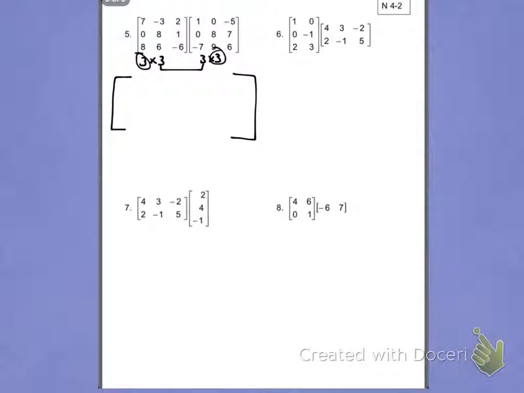Now, first of all, we're going to multiply 7 times 1 and get 7. Then negative 3, again row by column, times 0 and get 0. And then 2 times negative 7, which is negative 14. And so that will give us a negative 7.